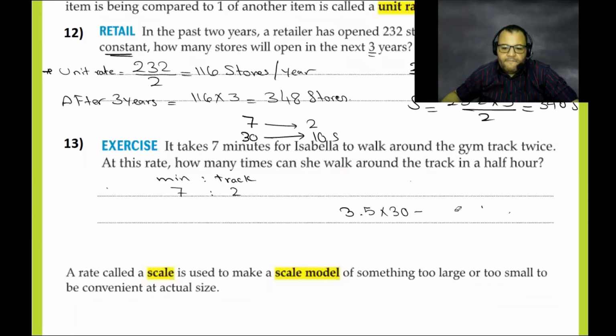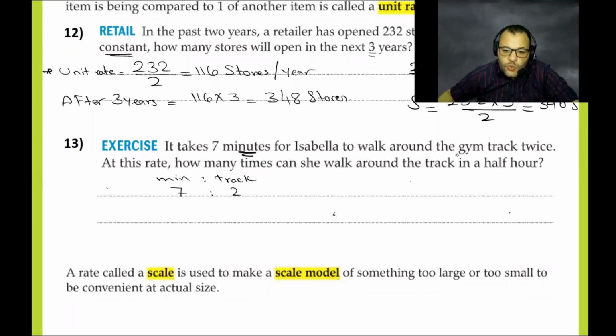So we do the second way that we did on the first. Okay, so the second way, we compare between the minutes to walking around the track. In 7 minutes, we go twice. So how many rounds do we need in 30 minutes? You understand now? So we can use cross multiplication now. You understand this way? Yeah.